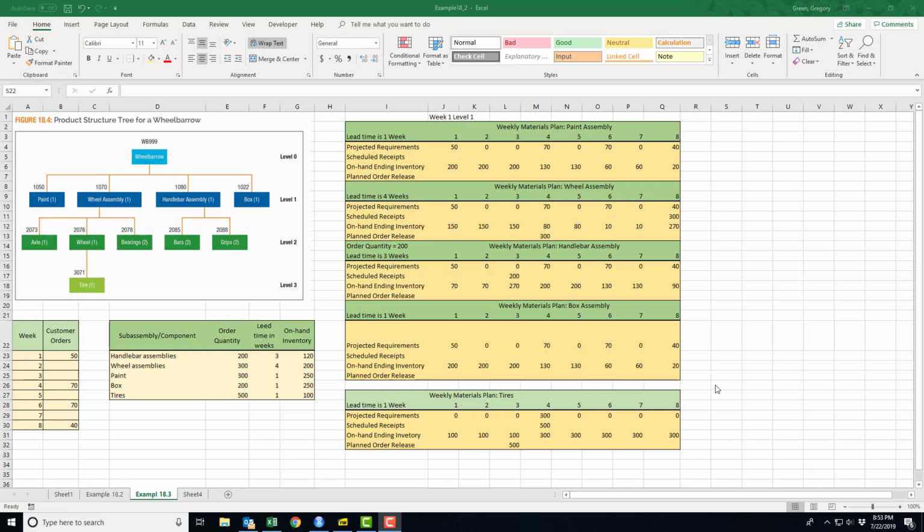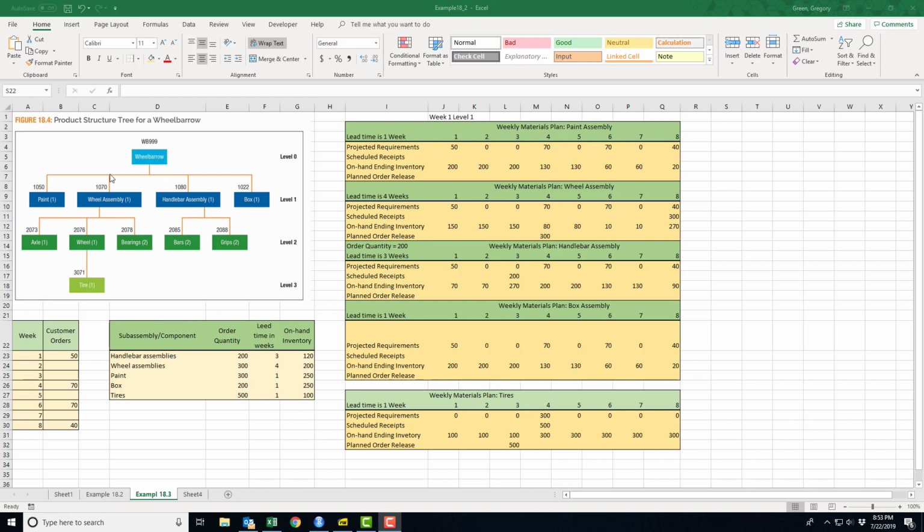I want to go over this master material requirements planning. In the last video we went over the BOM approach to making sure we could see all of our parts and components, and how many of them we needed per unit in order to construct this ultimate goal up here of a wheelbarrow. I am going to go over example 18.3 if you're curious where I'm at.